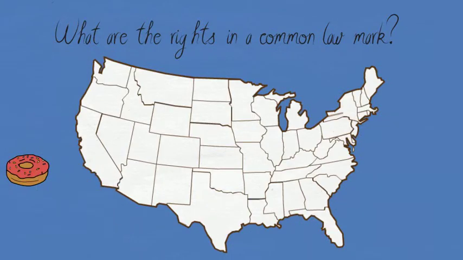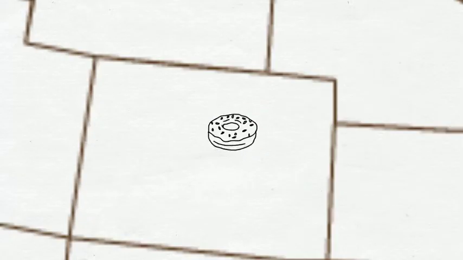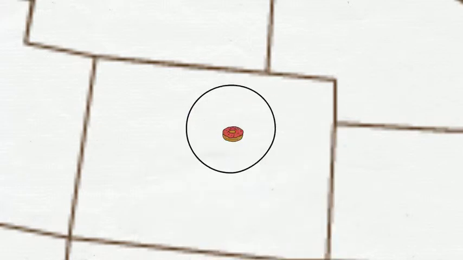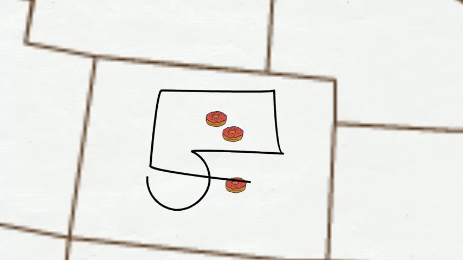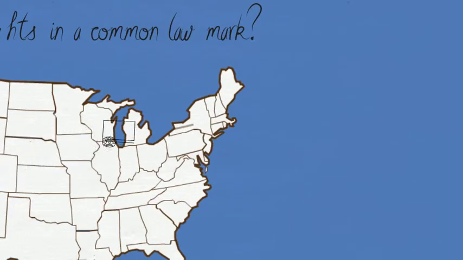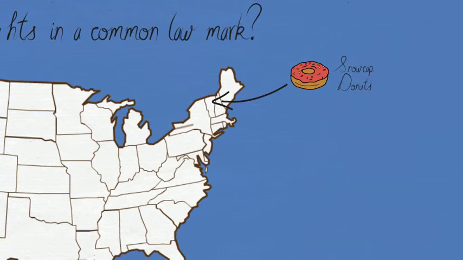So if you open a donut shop in Denver and call it Snowcap Donuts, no one else can use the name Snowcap in connection with the sale of donuts, but only in the geographic area you establish for your business. So with a single donut shop in Denver, your rights may extend only to the Denver area. If you open a couple other shops in Boulder and Colorado Springs, maybe you can claim exclusive use in the entire state of Colorado. But if someone in Stowe, Vermont opens a donut shop and calls it Snowcap Donuts, assuming they had no knowledge of your company in Denver, you would have no valid claim of trademark infringement.